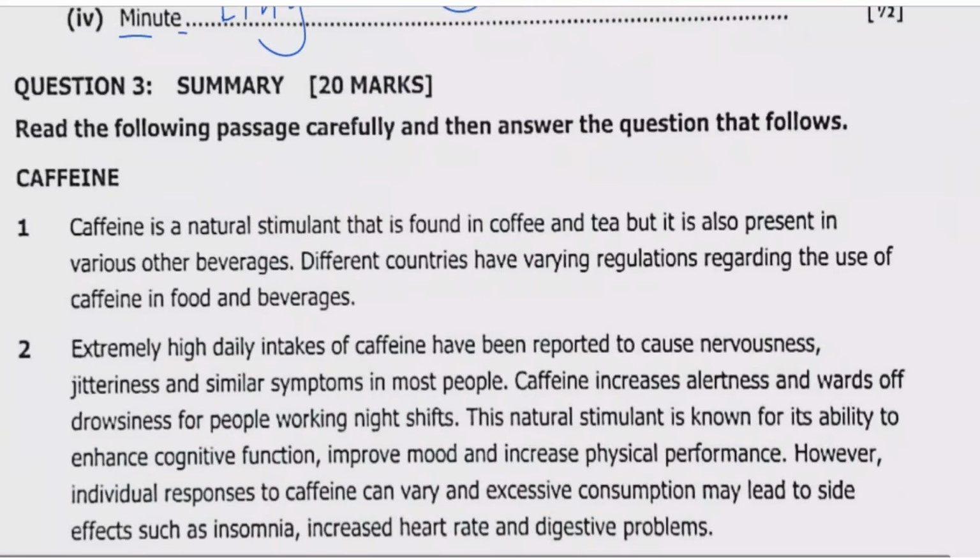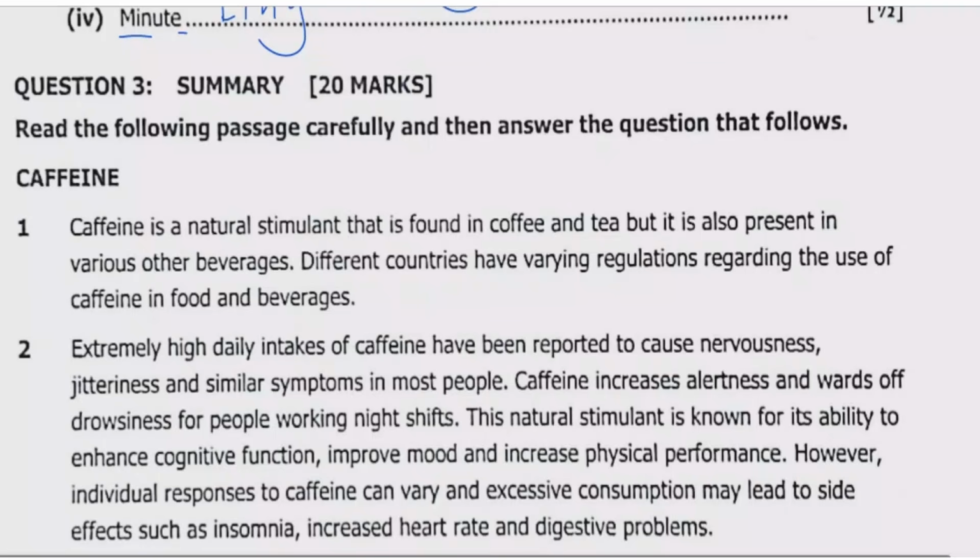Okay, we come to question 3, which is summary. It has 20 marks. The instructions for this question 3 are as follows. Read the following passage carefully and then answer the question that follows. There is only one question in this part. So let's read the passage. That's what we have been taught.